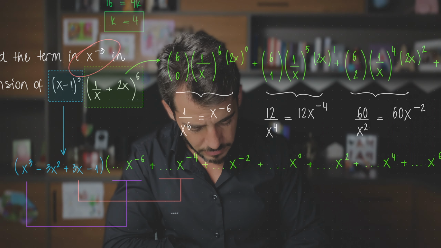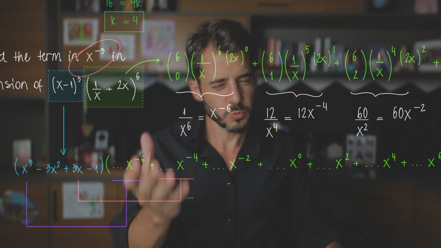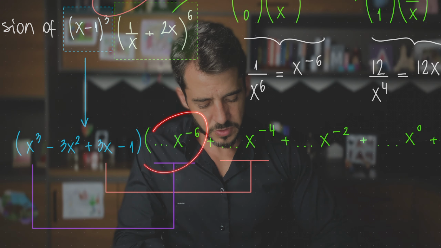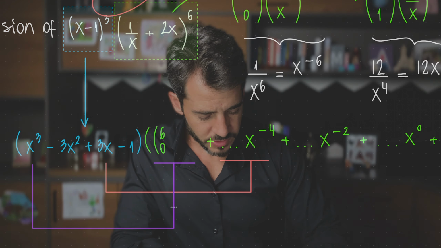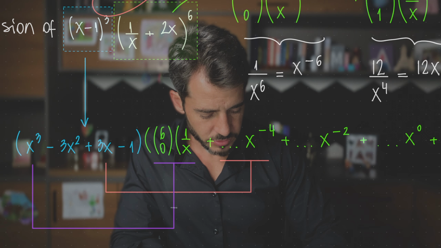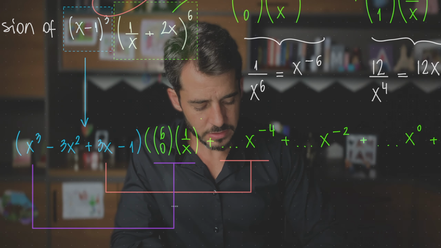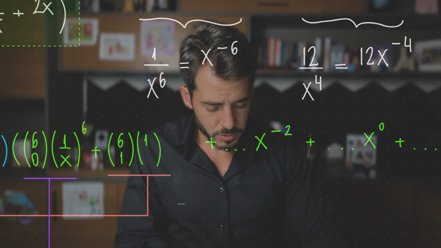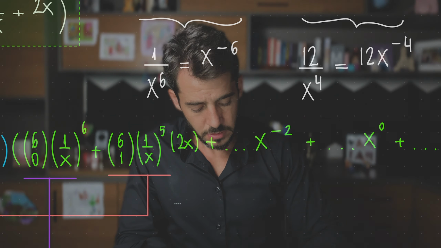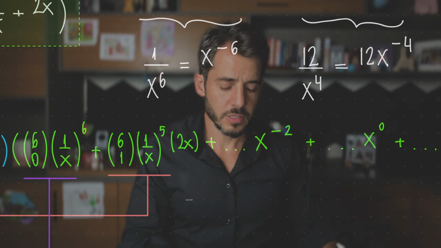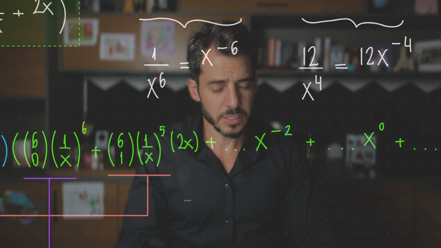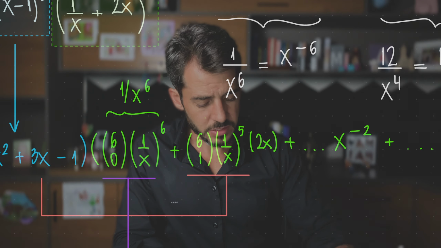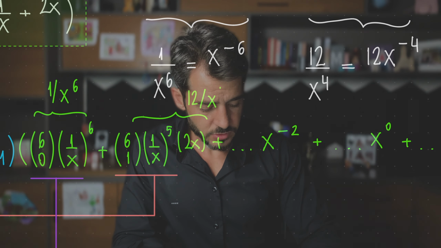We actually did find these ones, but we're going to find them again, just for the sake of this explanation. Now, what is this first one? This is 6 choose 0 times 1 over x to the sixth times 2x to the 0, which is just 1. What is the second one? This is 6 choose 1, 1 over x to the fifth power times 2x to the first power. Now, creating these products, and by the way, just simplifying these before, we have 1 over x to the sixth and 12 over x to the fourth power.